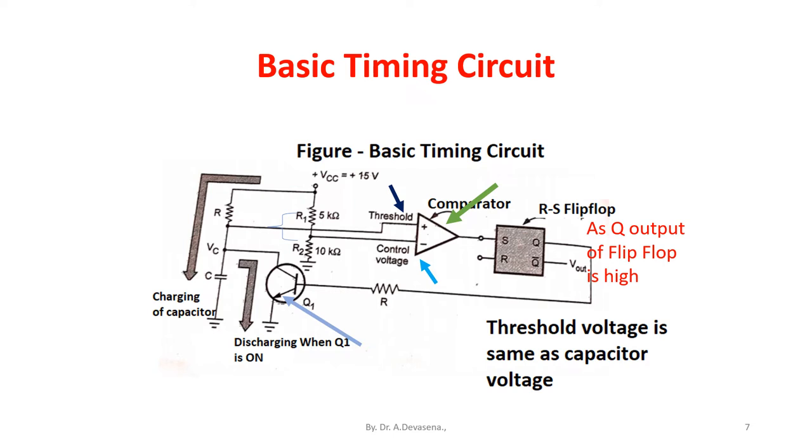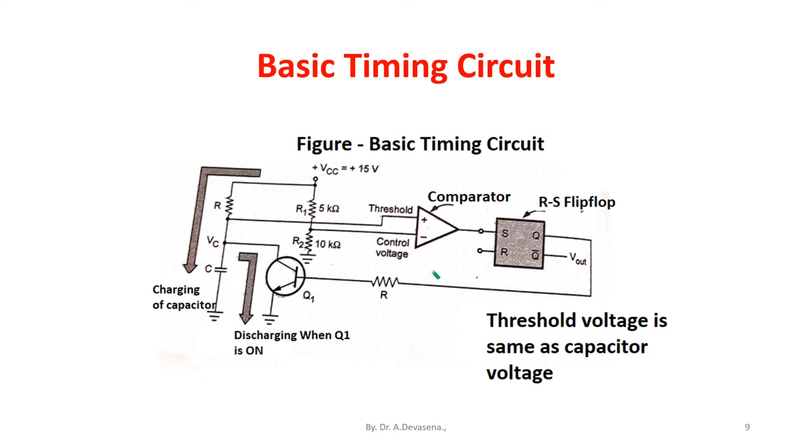is zero. Now, the resistance R1 value is 5 kilo ohms and resistance R2 value is 10 kilo ohms. If we calculate the control voltage, it is equal to R2 divided by R1 plus R2 into VCC. That is 10 divided by 5 plus 10 into 15. It is a constant voltage of plus 10 volts. That is, the control voltage is plus 10 volts.